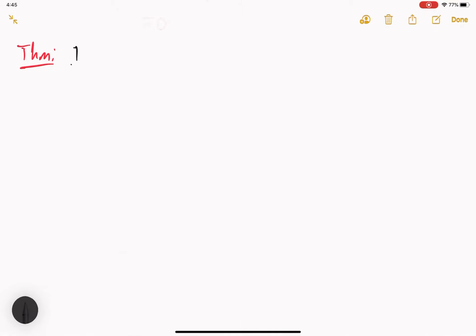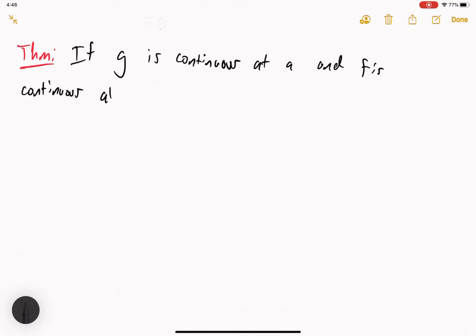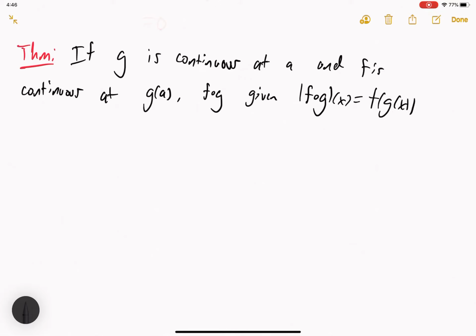All right, so let's have a continuous function g. It's going to be continuous at a point A, and f is continuous at g of A. And what we have is, as a composite function, f composed with g, in case you haven't seen the notation in a while, which we would say at x is equal to f of g of x, is also continuous at A.